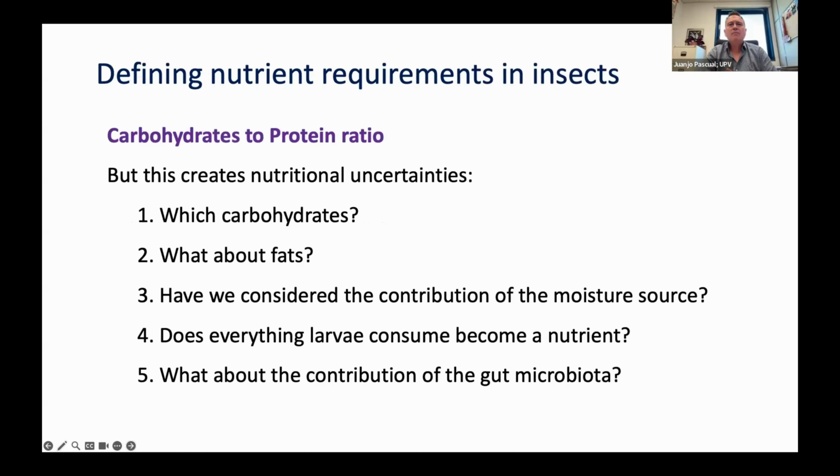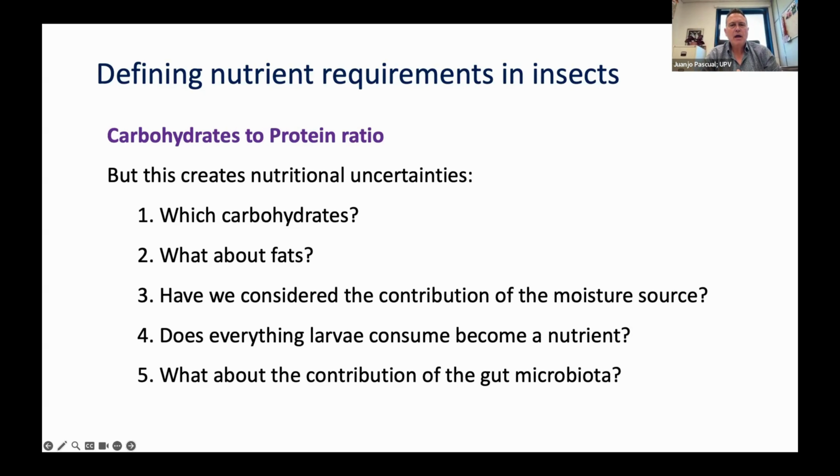However, the definition of nutrient requirements is often incomplete and inconsistent, resulting in a wide range of results in the literature. A common way to define the nutrient content in our diets, for example, is the carbohydrate to protein ratio. But what exactly do we mean by carbohydrate? There are many types of carbohydrates. What about the fats? Should they be left out of the equation?